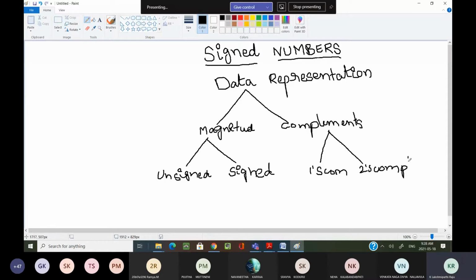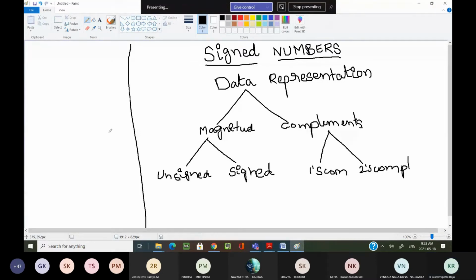Now, what are these data representations? What are these signed numbers? Why are we discussing this concept in our first unit? What is the importance of this concept from our syllabus point of view or our subject point of view?